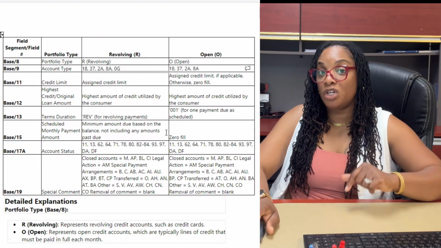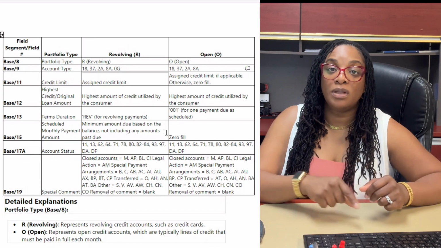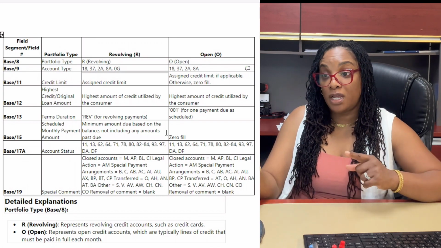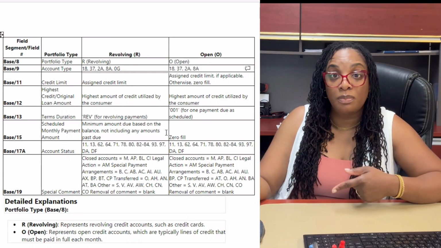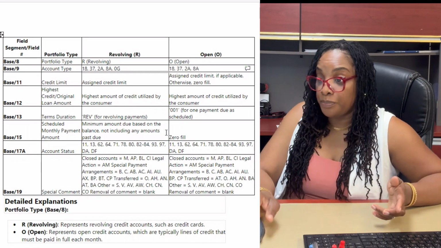Make sure it's reporting correctly, because that's another thing with Metro 2. The field not only has to be reporting when it's required, but it has to be reporting correctly. So make sure that you know how it's supposed to be reporting, so you know what to look for, so that you can call them on it when they don't do it.